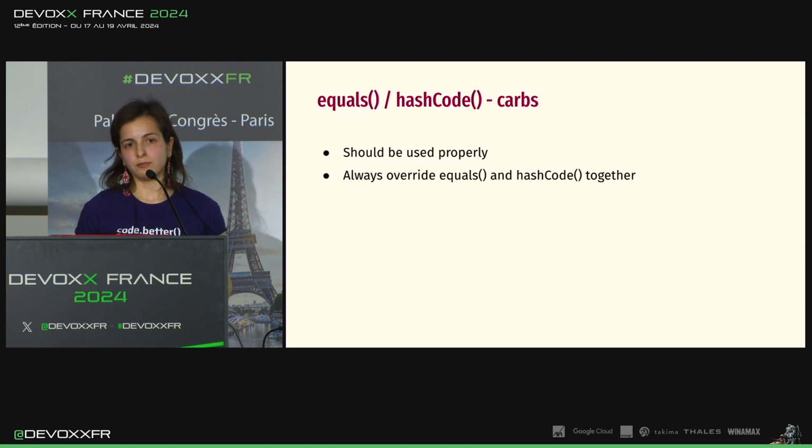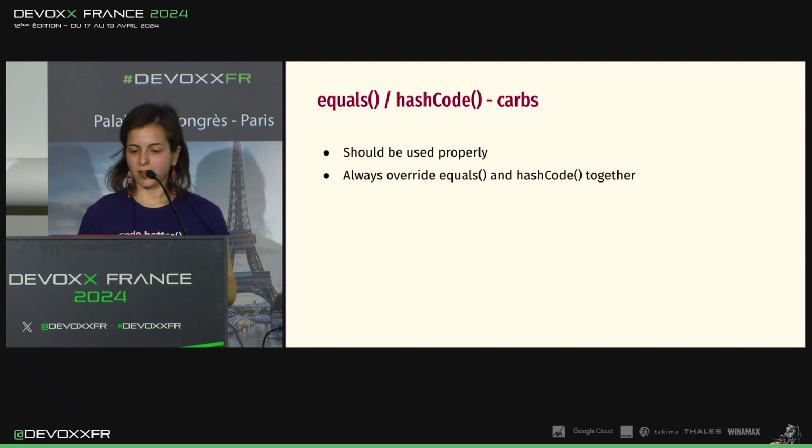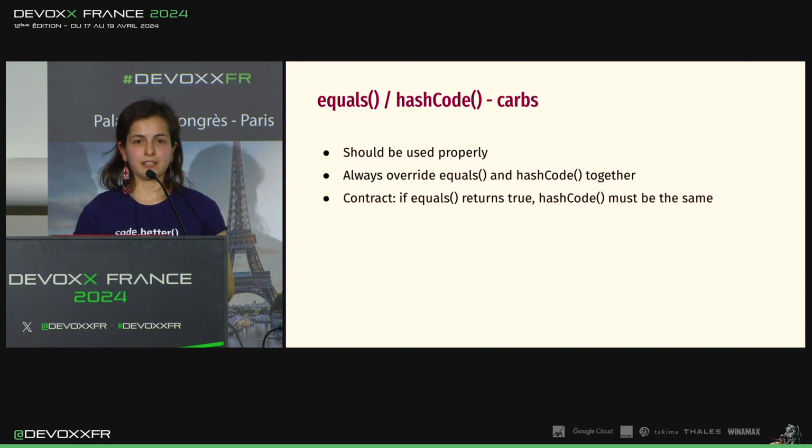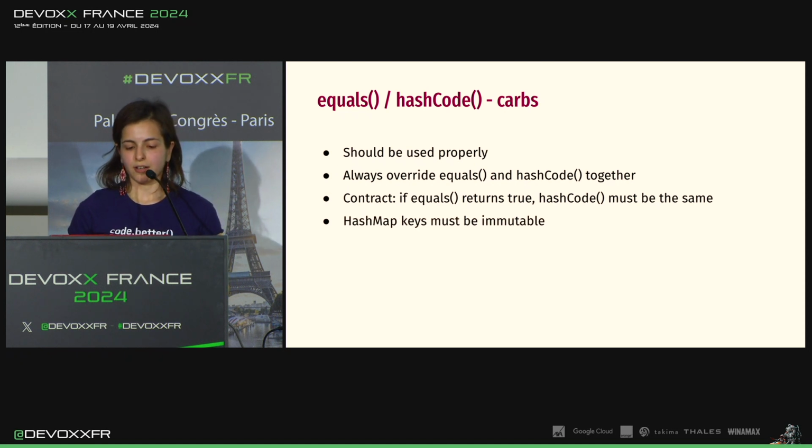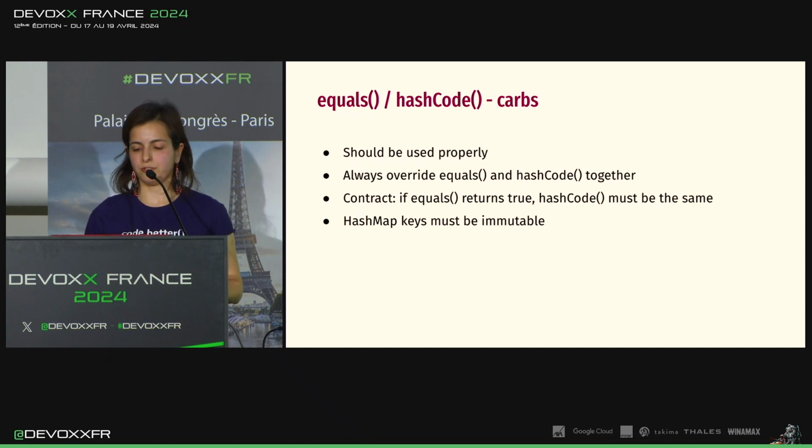When we override equals, we should always override hashCode, no matter what. Even if you think that you'll never use this class as a key in the hash map, always override hashCode. And there is a contract. If equals for two objects returns true, their hash codes must be the same. And this contract is there for a reason. Also, hash map keys must be immutable, because if they're mutable, you can change them, and you have a similar problem as with the random hash code.